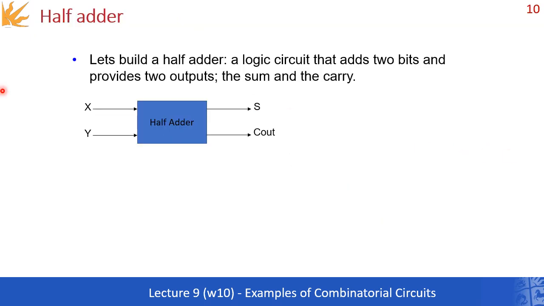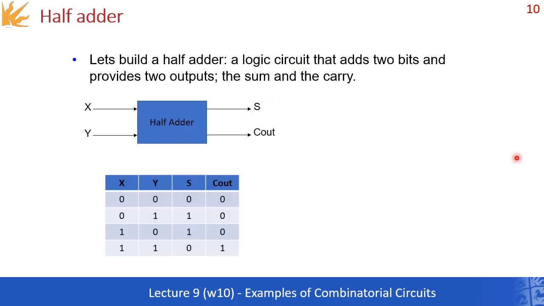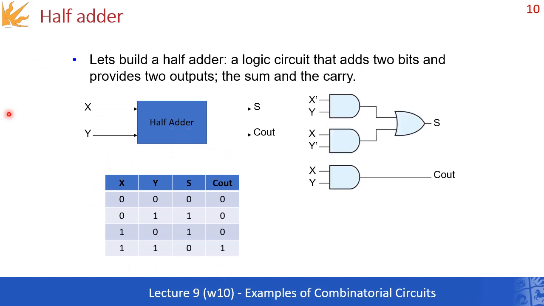Now let us define what a half adder is. A half adder is a logic circuit that adds 2 bits and provides 2 outputs, the sum and the carry. And this is the table that shows what happens with a half adder. Now, how would you implement this half adder? You would need 2 AND gates at the first level, plus a third one over here for the carry out. And of course, you would need an OR here for the result of the previous 2 AND gates.